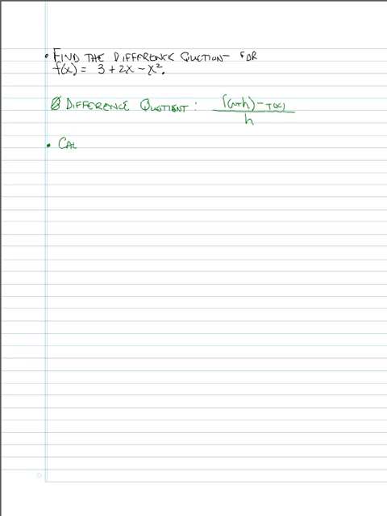One, we need to calculate f of x plus h given our particular function this time. Then we need to calculate the numerator, which is f of x plus h minus f of x. Then we need to calculate and simplify the fraction. And of course, the numerator of the fraction, we've calculated in step 2. And so we're just creating the fraction, and then we'll simplify that fraction.